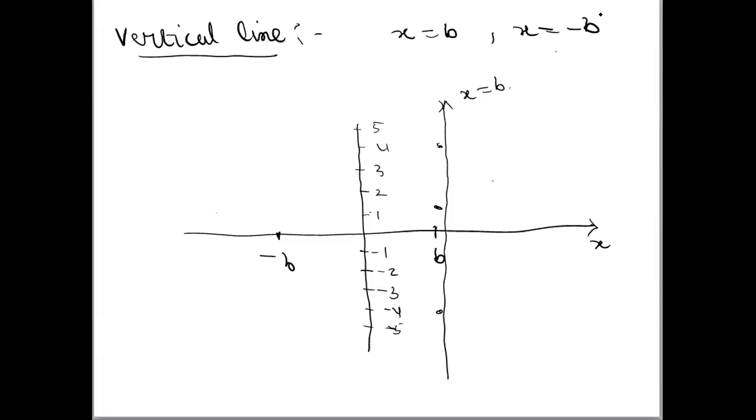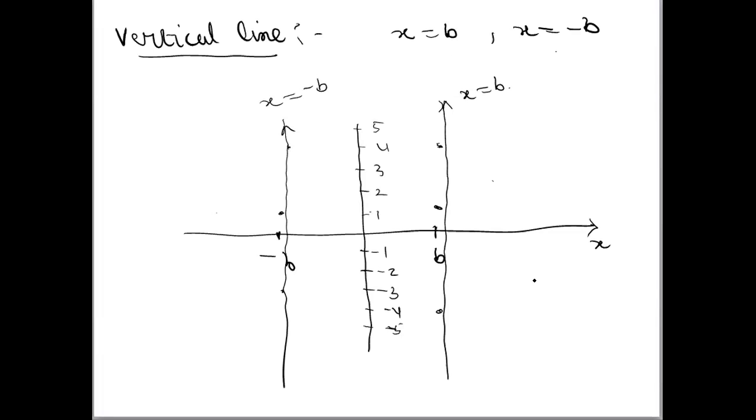If you have to draw x is equals to minus b, then y can take any value. y की वैल्यू -1 भी हो सकती है, -4 भी हो सकती है, right, -3 भी हो सकती है. y can take any value, but x, the value of x is fixed, that is minus b.